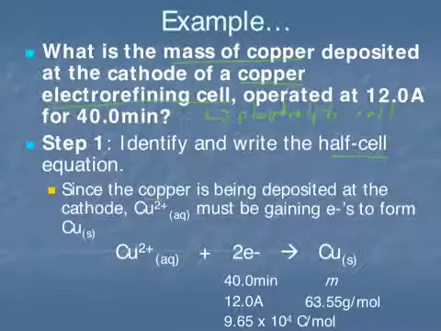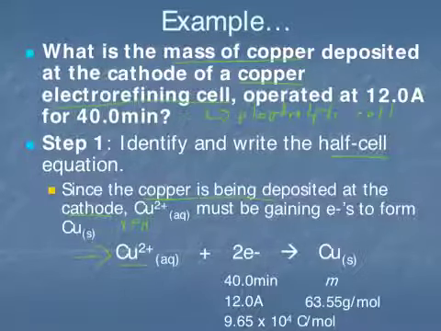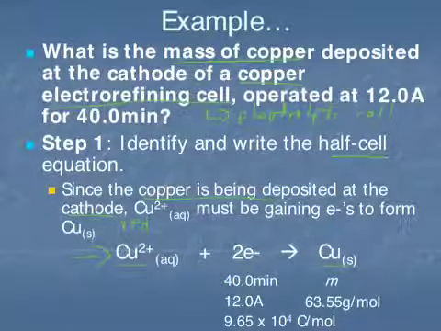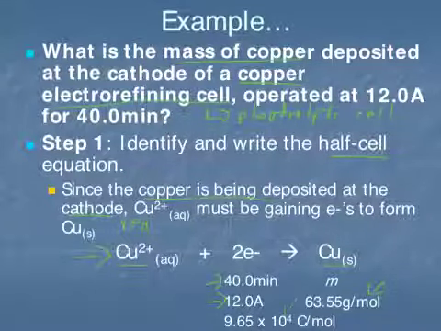Now it says copper is being deposited at the cathode, so at the cathode, we know it's a reduction equation. So we look up the reduction half reaction of copper 2 plus ion into solid copper. We can also write all the other information that we're given. We know it was on for 40 minutes. The current was 12 amps, and the molar mass of copper is 63.55 grams per mole. And lastly, Faraday's constant is given to us right there.